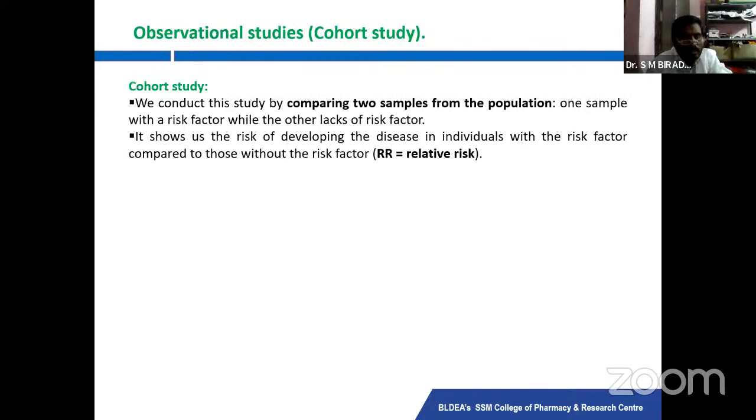And here, cohort study. So what is this cohort study? In this cohort study, we compare two samples from a population. One sample with risk factors and the other lacking risk factors. Suppose I want to study how smoking may be responsible for hypertension. I want to study whether smoking is responsible for the development of hypertension.